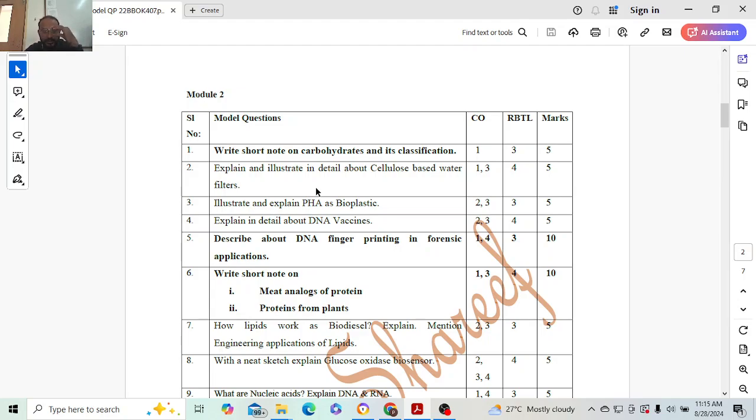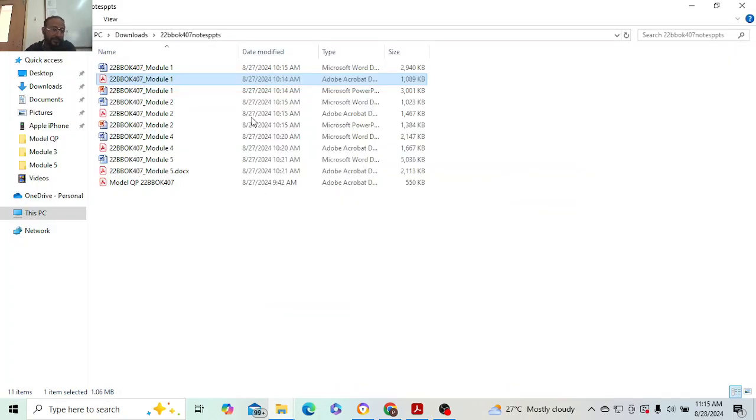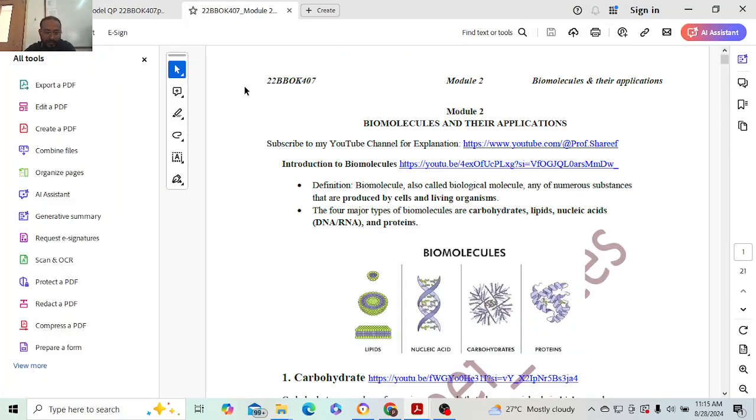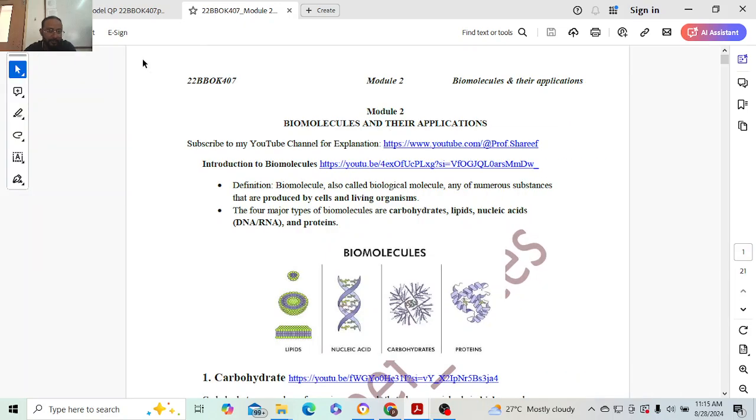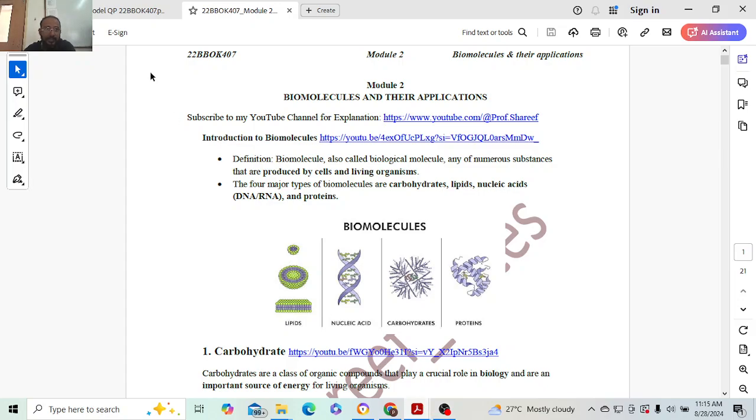See, one thing we should understand is that module 1 and module 2 have a few similar topics, but don't think that those topics are the same. You cannot write the same answer because the titles are the same. Maybe the introduction will be the same, but here it is more on their application part. So you can expect the questions here on the application part.